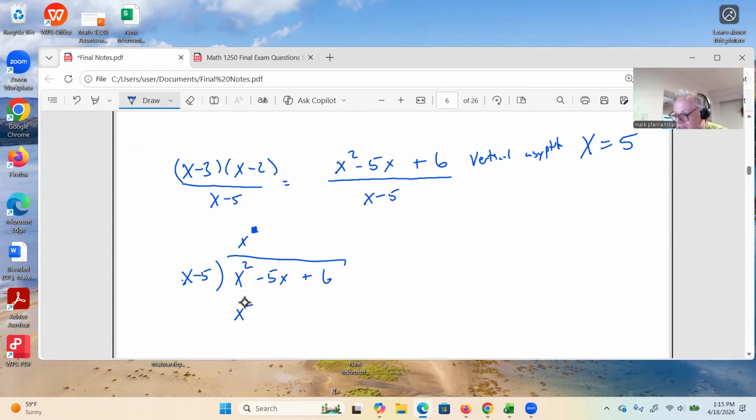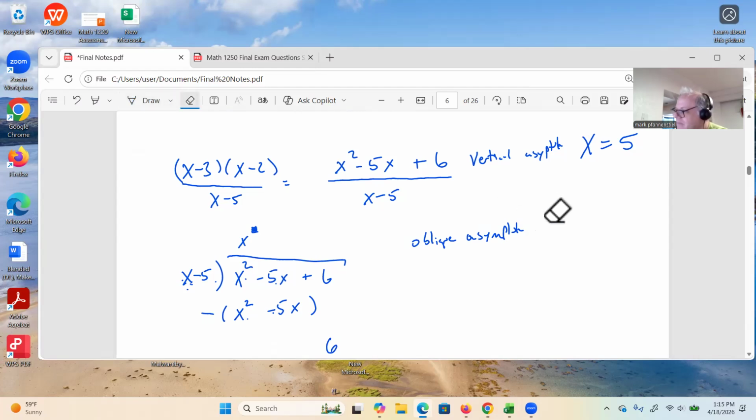So we have x times x, which gives me x squared, minus 5x, and then we subtract it. X squared minus x squared, we get 0. Negative 5x minus a negative 5x, negative 5x plus 5x, we end up with 0. So we have a remainder of 6. It's almost like somebody did that on purpose for you. We're going to see whether or not x goes into 6. It doesn't, so we're done at this point. So our oblique asymptote is simply y equals x. Go ahead and do it that way.